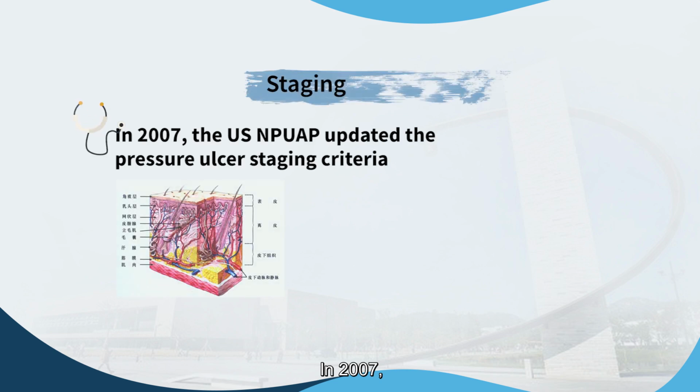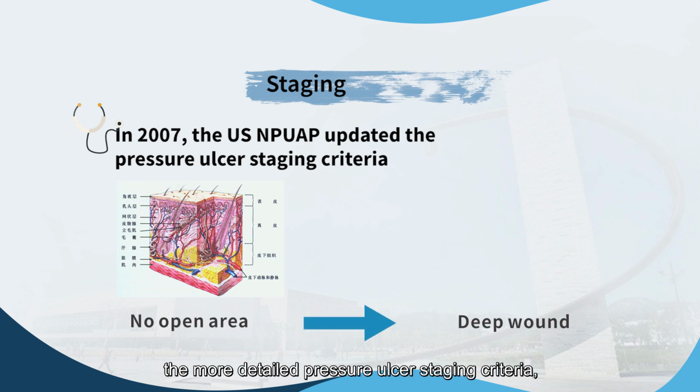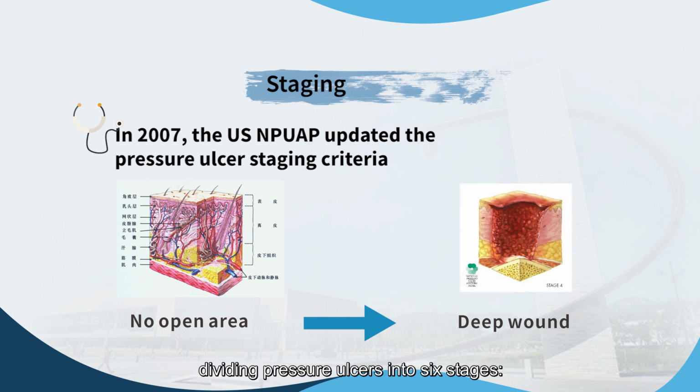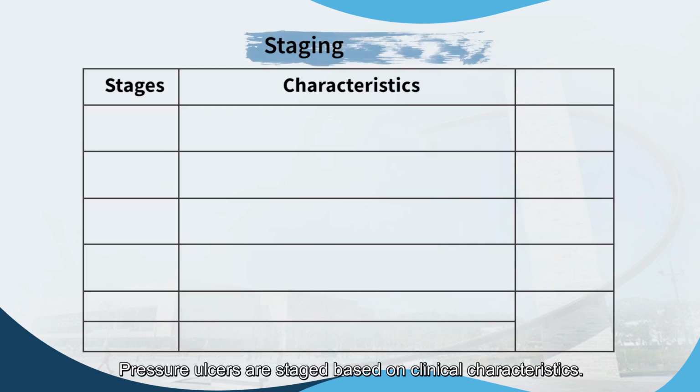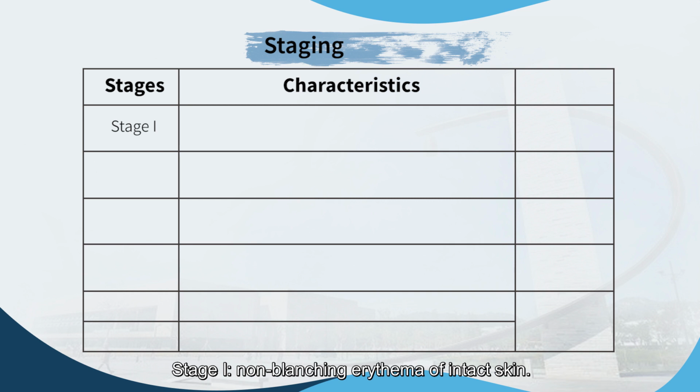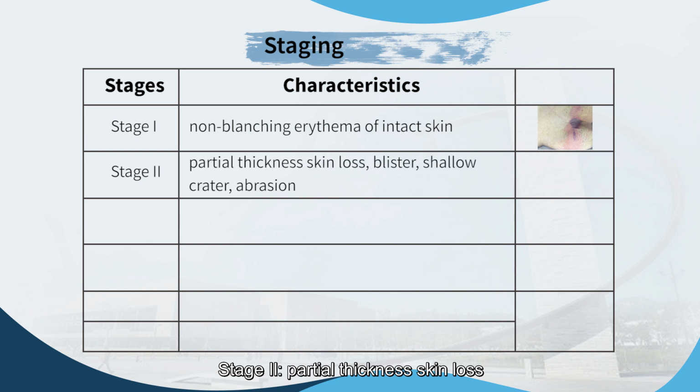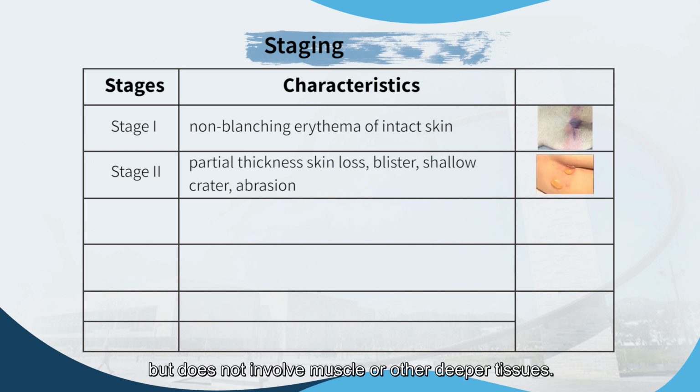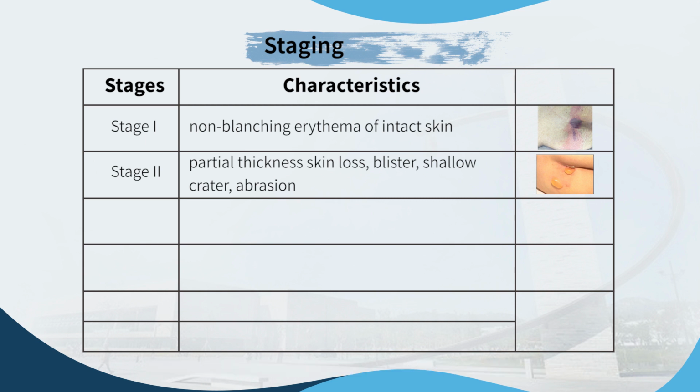In 2007, the US NPUAP discussed and updated the more detailed pressure ulcer staging criteria, dividing pressure ulcers into 6 stages, from intact skin to deep wound. Pressure ulcers are staged based on clinical characteristics. Stage 1, non-blanching erythema of intact skin. Stage 2, partial thickness skin loss, but does not involve muscle or other deeper tissues. This can appear as an abrasion, blister, or shallow crater.